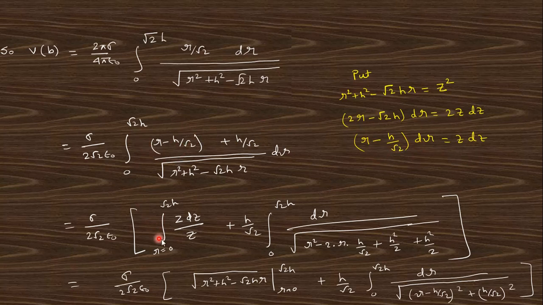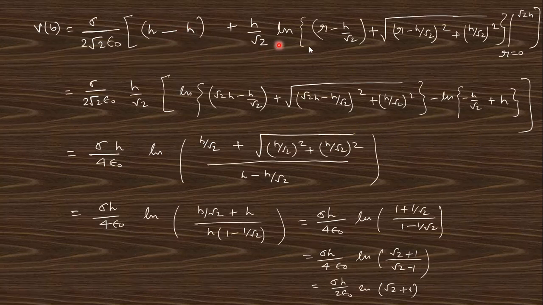For the first portion we substitute this, and for the second portion this remaining one, and this portion gives 0. If you put this value, z cancels out, the dz integration from 0 to root 2 gives 0. But here you can rearrange it into curly r minus h by root 2 whole square plus h by root 2 whole square. This is an integral formula; putting this formula and this limit, you will get this expression.